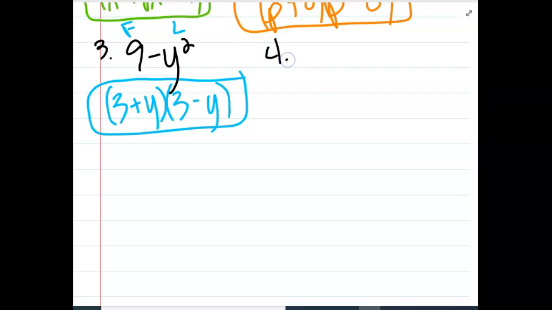Okay, number 4. Well, if we have 4a squared minus 25, we're going to talk through the same thing. I check for greatest common factor. They don't have anything in common. I have two terms, which means I just have to figure out the F and the L. What times what gives me 4a squared?